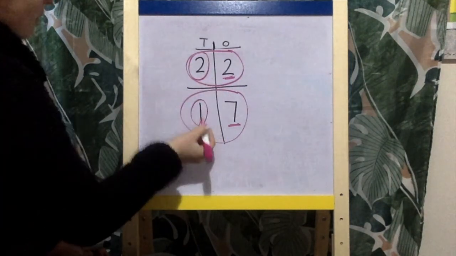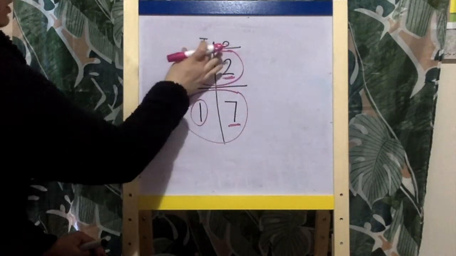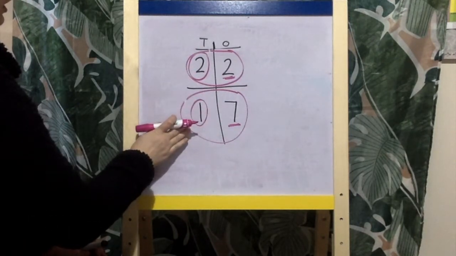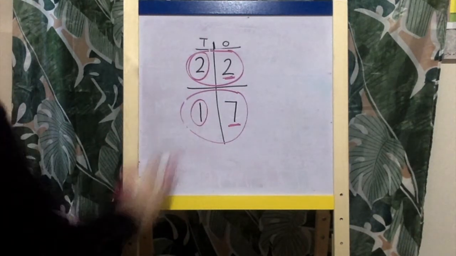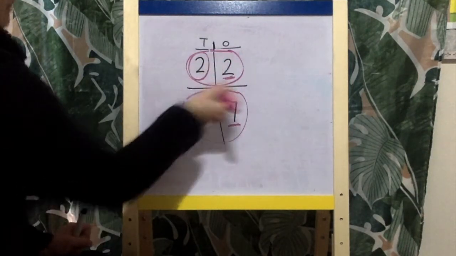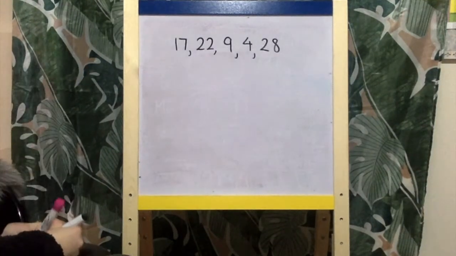So we've got 2 and 1. We disregard these ones for the moment. We're just looking at this column here. 2 and 1. So 2 is bigger than 1. I'd rather have 2 lollies than 1 lolly. So this is our bigger number. Let's try a series of numbers.